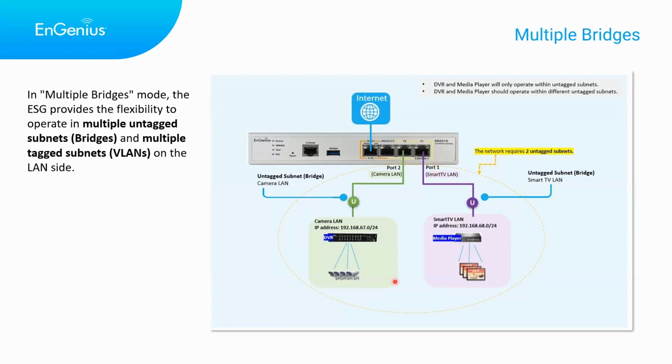That may be an issue for some, because for example, like this setup, wherein they have two different networks, one for the camera system and then the other one for the smart TV system or IPTV service, in which both requires untag packets or untag VLAN. Here there is no layer 2 switch involved in this setup. Maybe this DVR or the media player is directly connected to ports 1 and 2 of the ESG. So in this scenario, both bridges should be untagged.